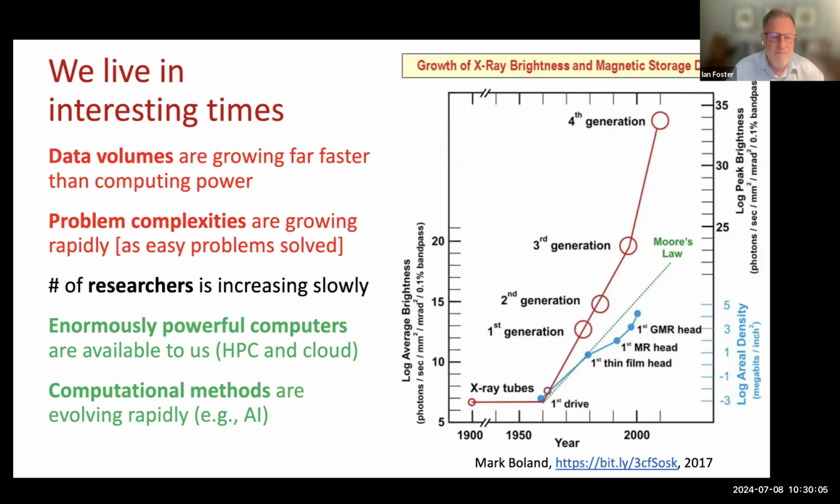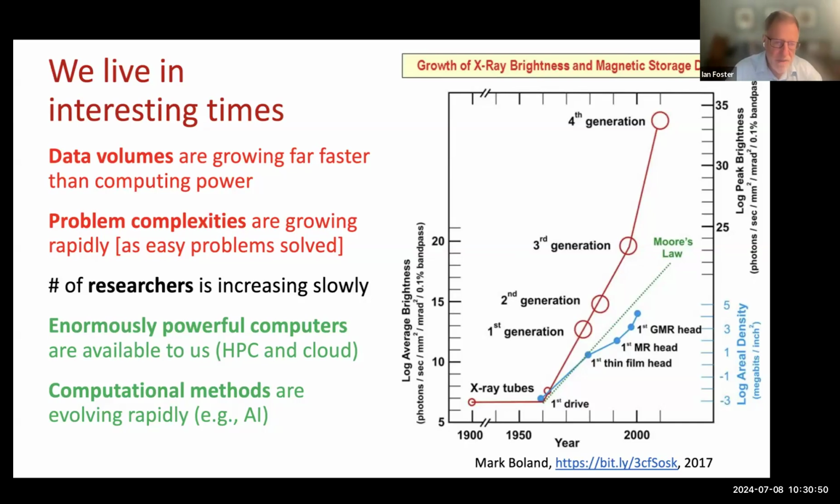And so, yeah, this is a general situation for science, I would say. Data volumes are growing much faster than computing power. Problem complexities are growing rapidly, I would argue, for the simple reason that scientists have solved many of the simple problems, so we're just left with the hard problems. Of course, the number of researchers is not growing particularly fast. So if we want to solve the grand challenges of our generation, whether they are clean energy, plentiful clean water, climate change, or the other problems that may concern us, we're going to need to work differently.